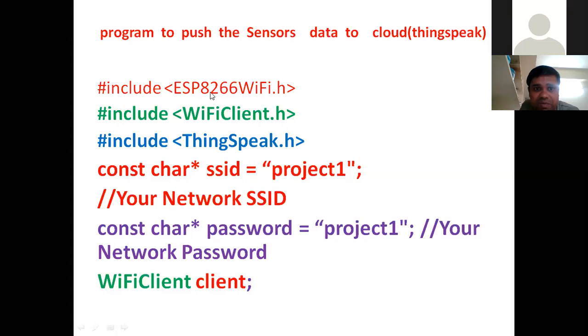The library ESP8266WiFi.h contains the definitions and declarations of all ESP8266 functions. Next, WiFiClient.h is mainly used to connect to the nearest Wi-Fi network. Next, ThingSpeak.h is used to send the data to the cloud.